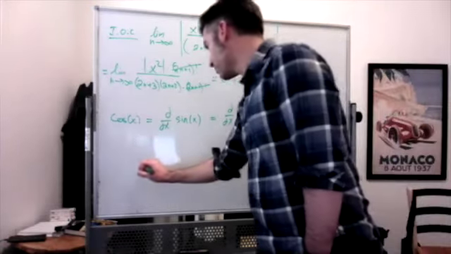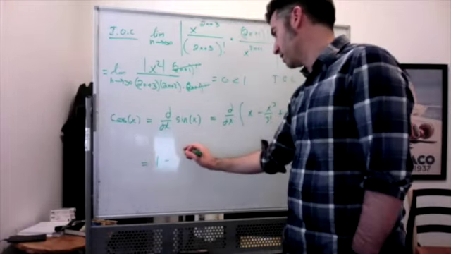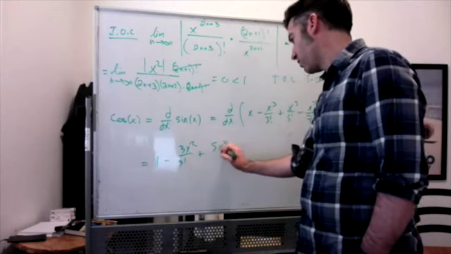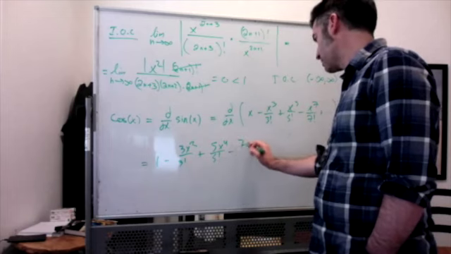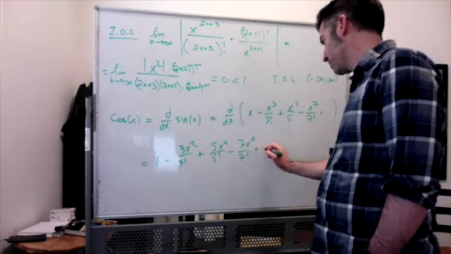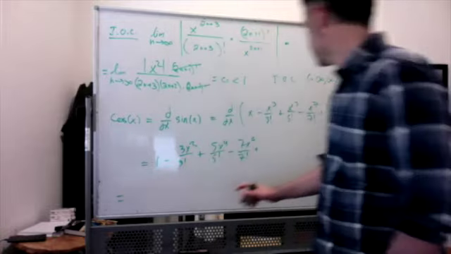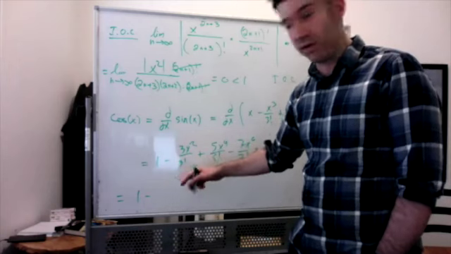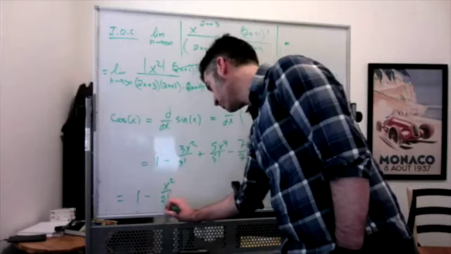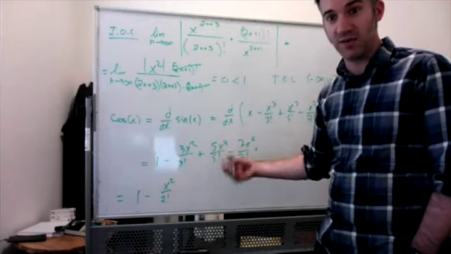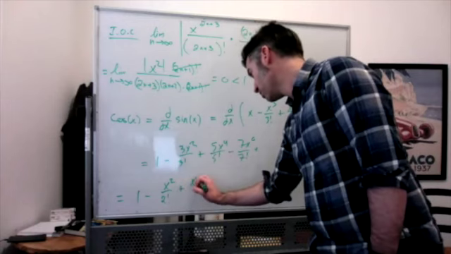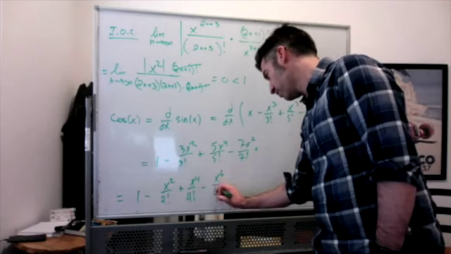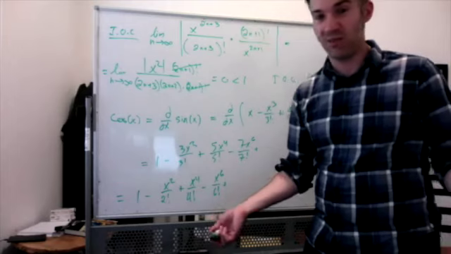The derivative is 1 minus 3x squared over 3 factorial plus 5x to the 4th over 5 factorial minus 7x to the 6th over 7 factorial. But look at this. 3 divided by 3 factorial is going to be 1 over 2 factorial, so x squared over 2 factorial. 5 over 5 factorial, the 5's cancel and you get 1 over 4 factorial. And then 7 over 7 factorial is 1 over 6 factorial. So it's the same sort of pattern, just with the even powers.